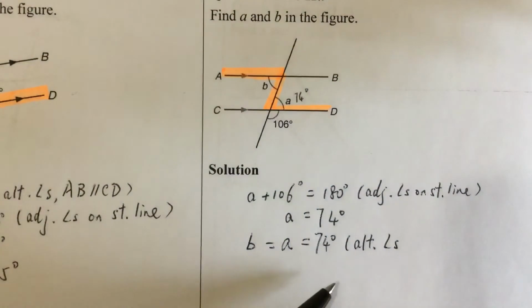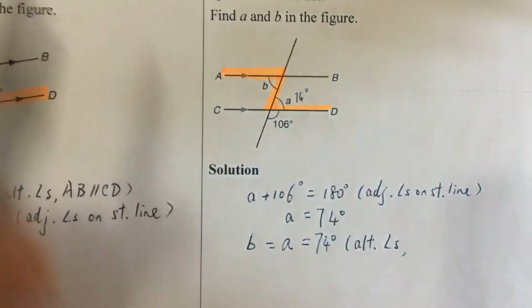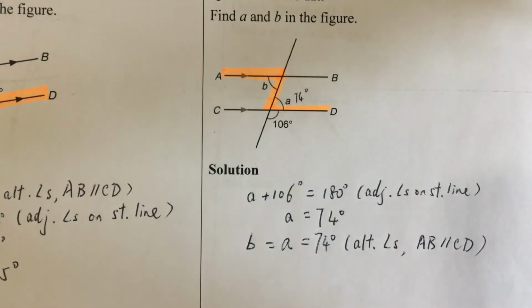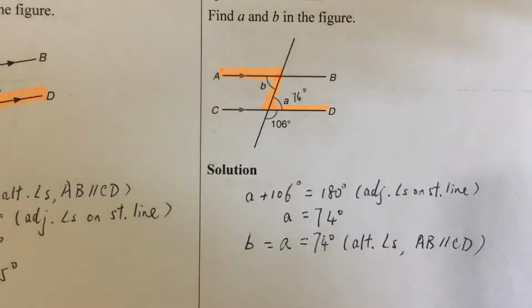Once again, this is alternate angles. And look at the parallel line we use: AB parallel CD. So why don't we write down AB parallel CD? So we can solve the problem immediately. Okay, now we will go to the last example and last practice in this video.